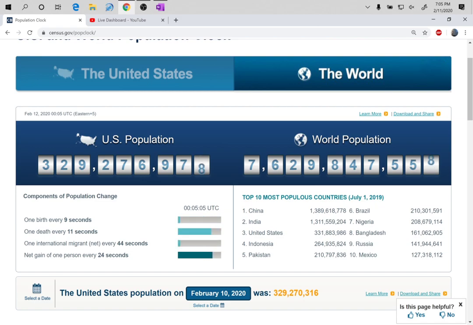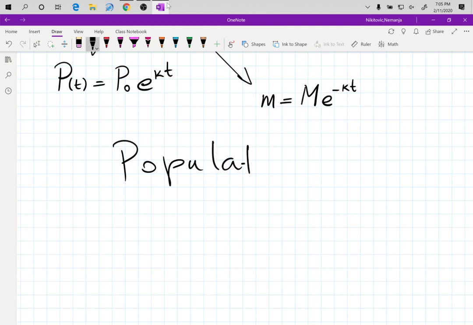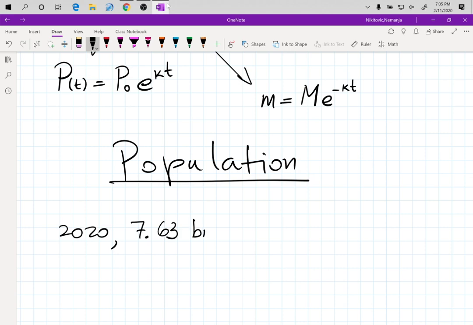All right, cool. So what I want to do is use this to develop the population model and then just think a little bit about it and then we go home. Sounds good? So we are going to pick up today's data as 7.63 billion. Cool? So when I jump here and I say population in 2020, I have 7.63 billion.